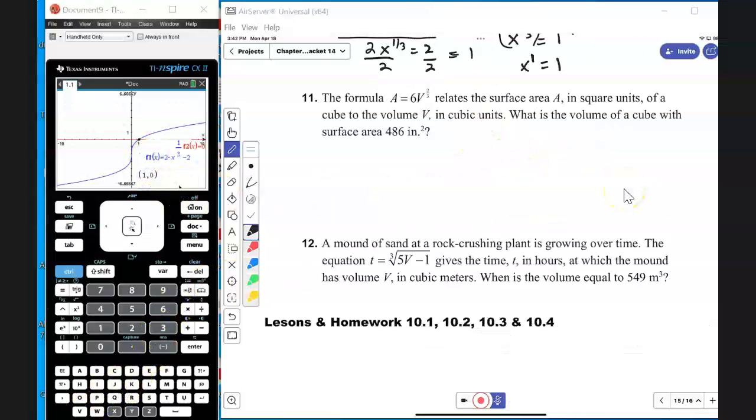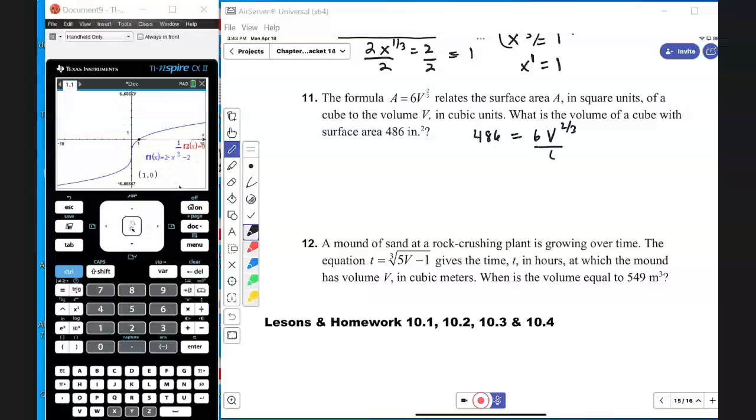You're going to have a problem just like number 11. The formula A equals 6V to the power 2/3 relates to the surface area of a cube in square units to the volume V in cubic units. What is the volume of the cube with a surface area of 486 inches squared? So we know that the area is 486 inches squared, and we know that it's going to be 6V to the power 2/3.